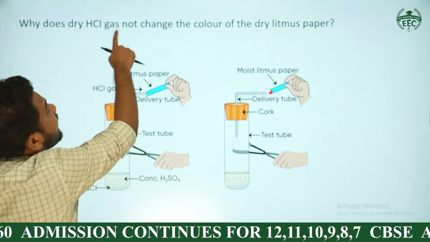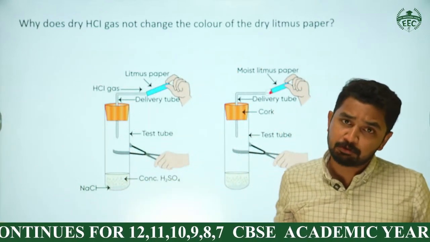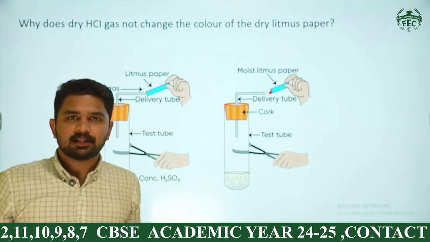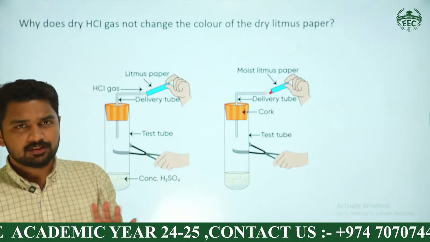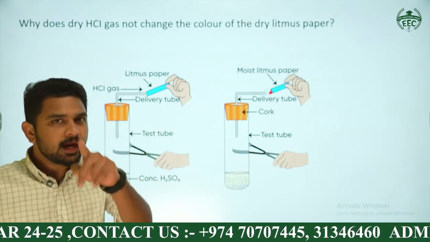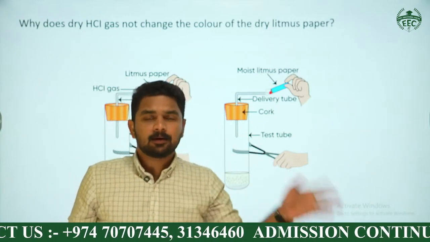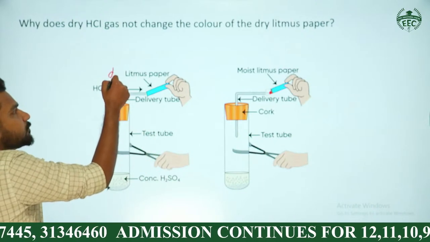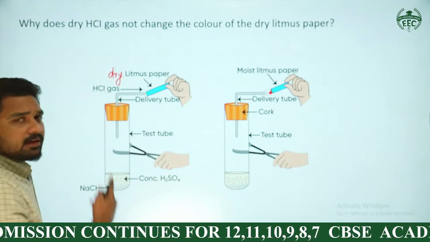Why does dry HCl gas not change the color of the dry litmus paper? It's a good question. You know that HCl is an acid, right? It's hydrogen chloride. It is acidic in nature, right? But if it is dry HCl, and you are using some dry litmus paper, normally you know that acids will turn the blue litmus into red, right? But here I am using some dry litmus paper. So what will happen?